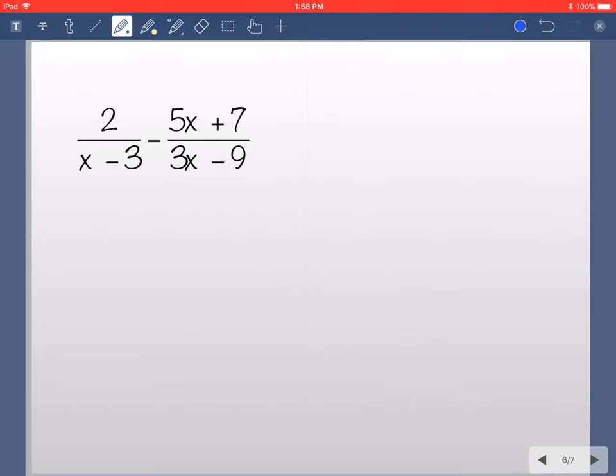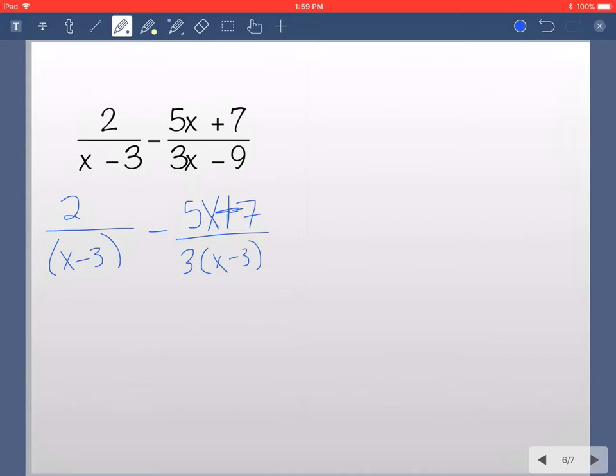So I can't factor 2 any further. Over, I can't factor x minus 3 any further. Minus, I can't factor 5x plus 7 any further. Over 3x minus 9, that'll actually factor, so it's 3 times x minus 3. So looking at our denominators, I can't simplify either of my rationals. 2 over x minus 3, nothing happens, and 5x plus 7 over 3 times x minus 3, nothing happens.